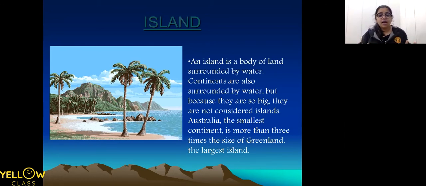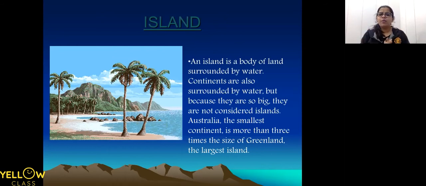Now, you know what? There are some continents also that are surrounded by water on all sides. But because they're so big, their size is so huge, we don't call them islands. For example, if I talk about Australia, we know that it is the smallest continent, and we also call it Oceania.